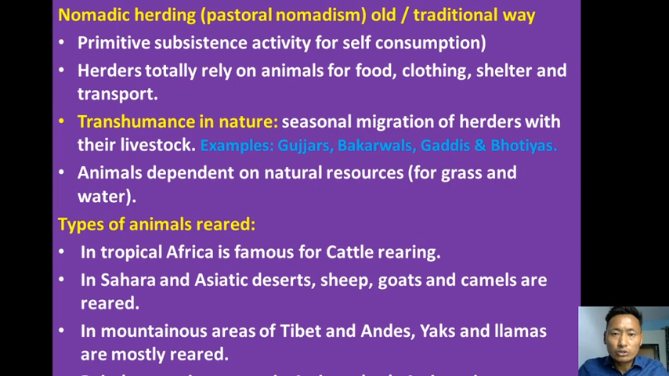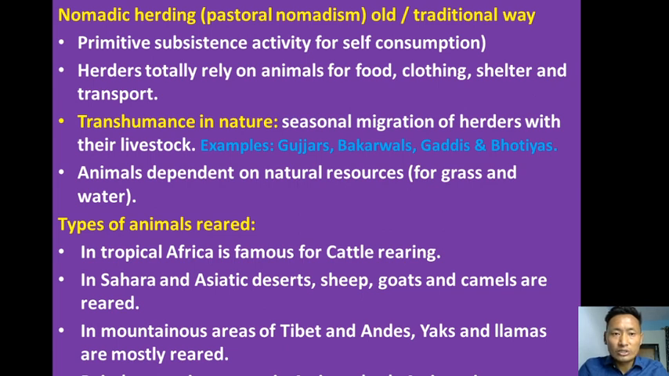During the summer season, they will move up to the mountainous regions in order to get better grass and water for their livestock. And during winter seasons, they will move down to the low areas in order to get better water and grass for their animals. For example, in the Himalayan region in India, Gujars, Bakarwals, Gaddis and Bhodias.